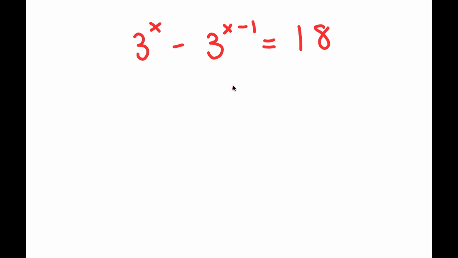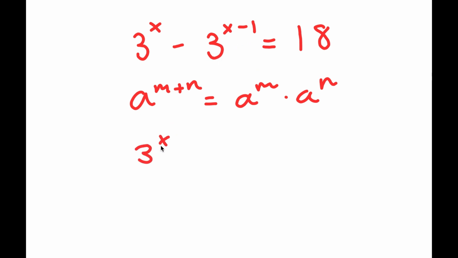Alright, so in this problem, I have 3 to the power of x minus 3 to the power of x minus 1 is equal to 18. So to start, if I have something in the form a to the power of m plus n, this is equal to a to the power of m times a to the power of n. So 3 to the power of x minus 1, that's going to equal 3 to the power of x times 3 to the power of negative 1, and I have this is equal to 18.